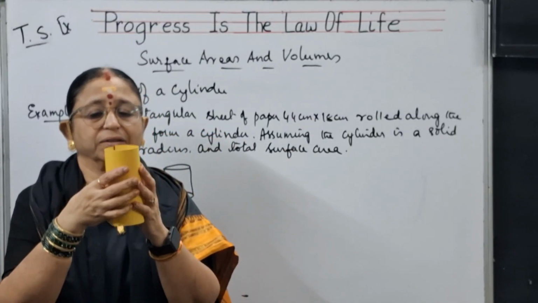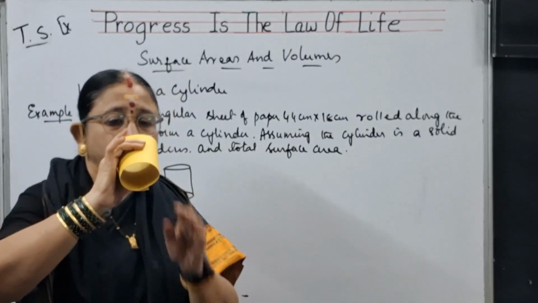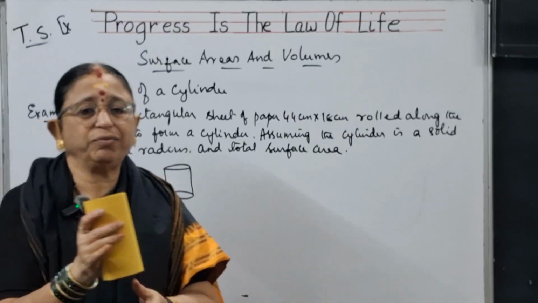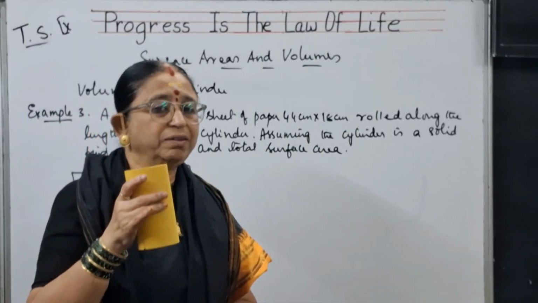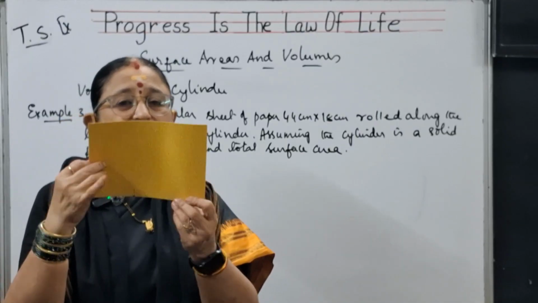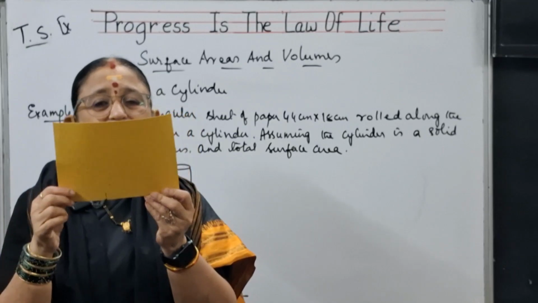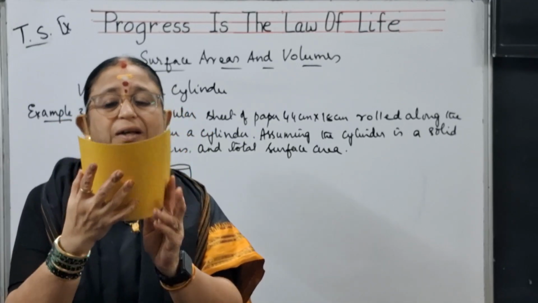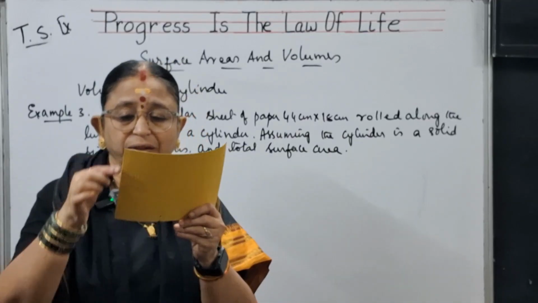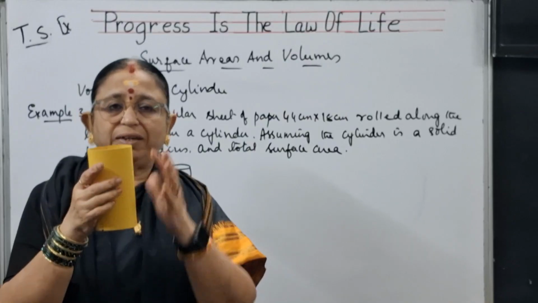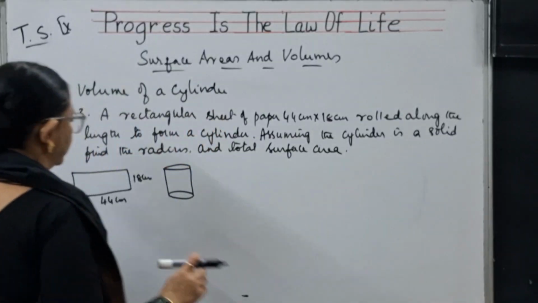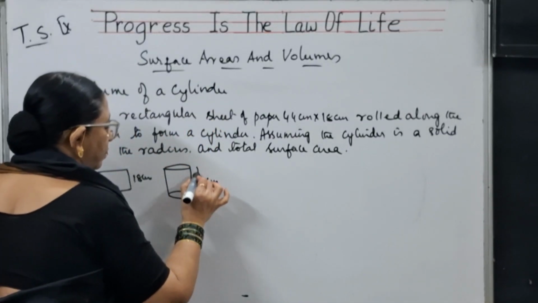Again, it is folded like this. Now the cylinder has formed. Assuming that this is a cylinder, it is totally filled with no gap. No gap, it is totally filled with some substance. Then what is the total surface area? So here again, as I have explained in the previous class, the length becomes the circumference. So basing on the circumference, you have to find the radius, and the width becomes the height of the cylinder. So the height can be taken as the same width, that is 18 centimeters.